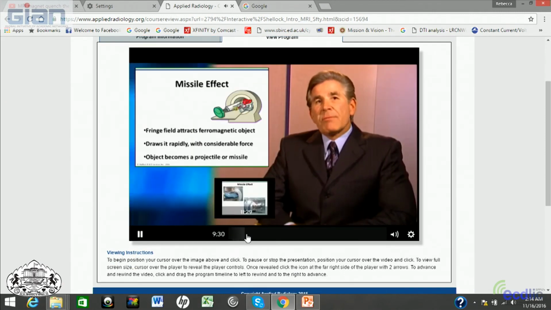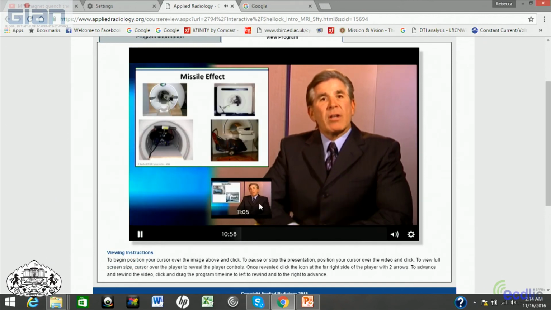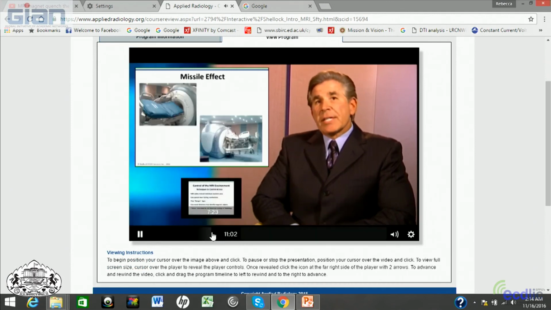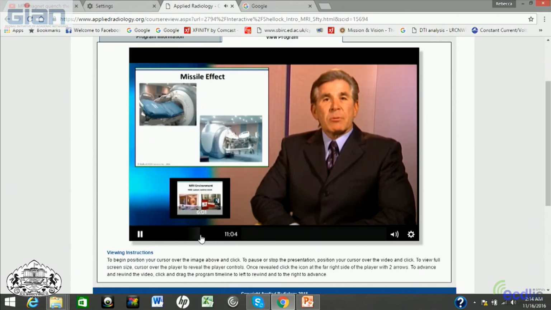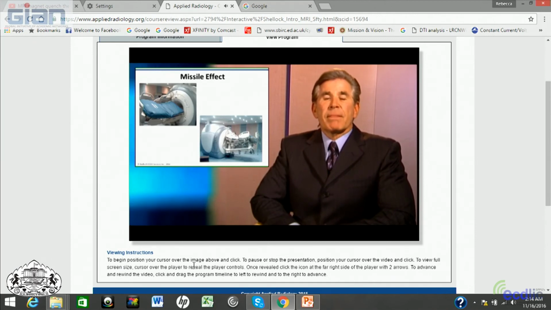Obviously, the missile effect can pose a substantial hazard, as well as the temporary loss of the use of these important imaging systems. Now here's an example of an extremely large hospital bed that has a large number of magnetic parts becoming a projectile, and now it is firmly attached to the powerful magnet of the scanner.